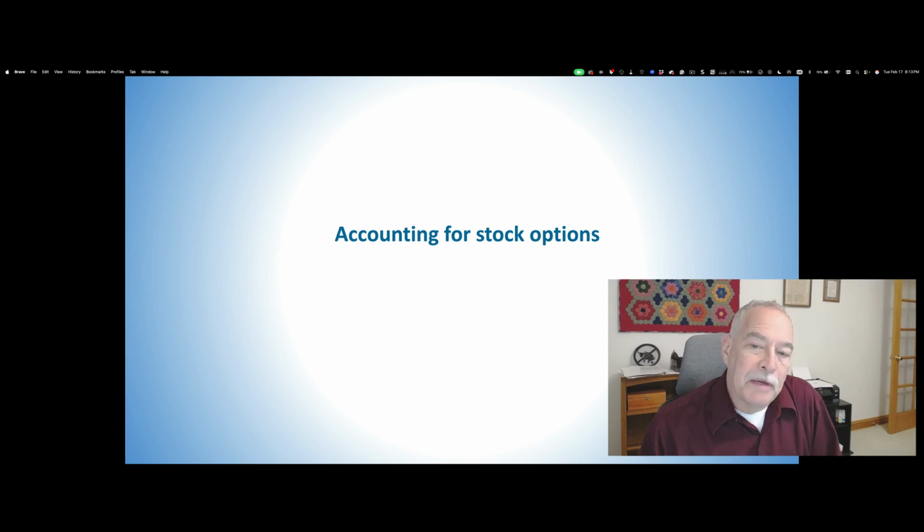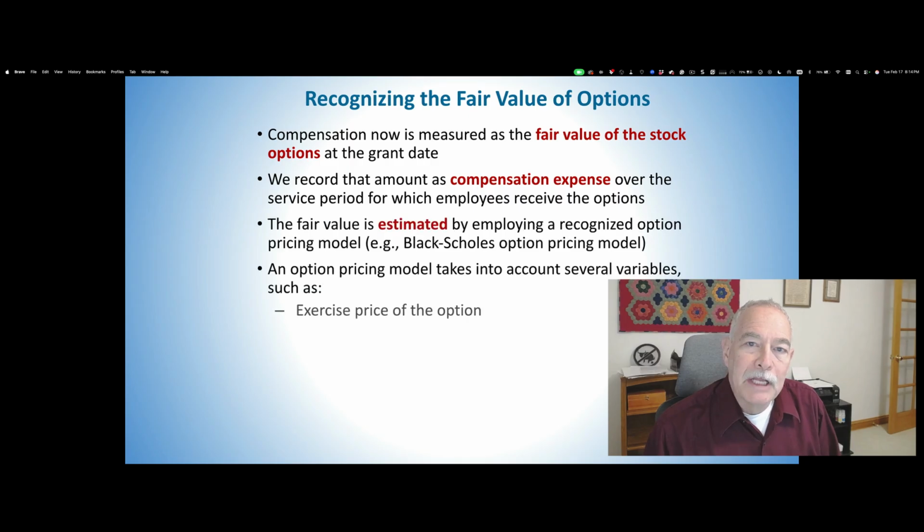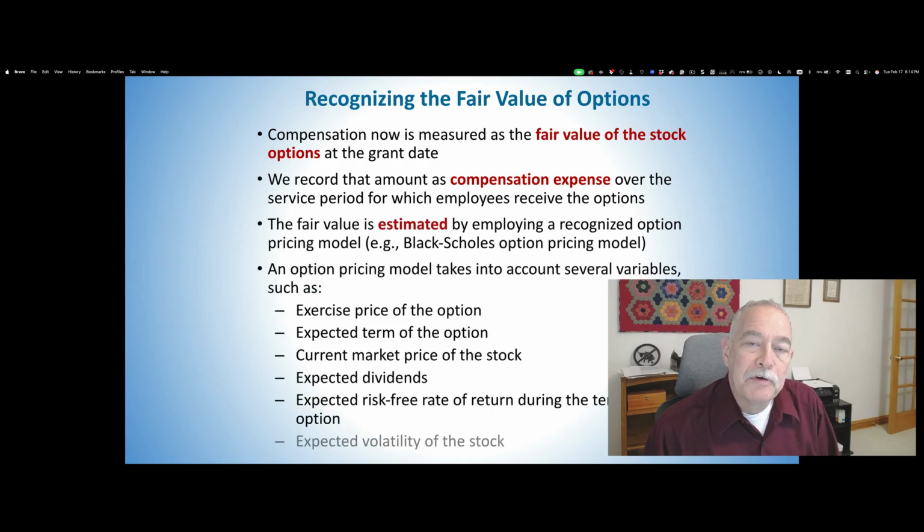Hi, this is a summary of accounting for stock options. When we account for stock options, we must first figure out the value of them, and they're determined at the grant date. We use a recognized formula to determine the value, often the Black-Scholes option pricing model. It's estimated, and it considers some of these factors: the exercise price, expected term of the option, market price, dividends, risk-free rate of return, and importantly, the volatility of the stock.